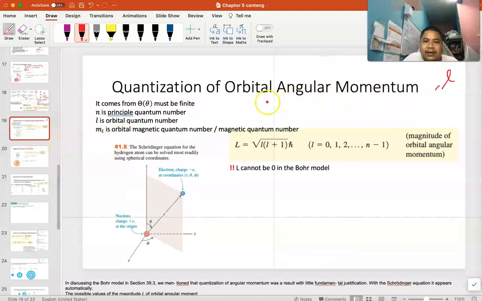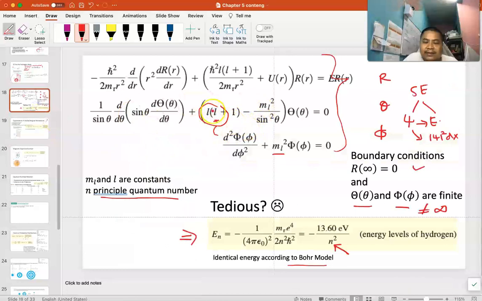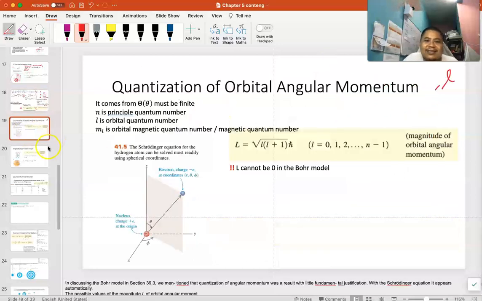Okay, so this L arises from the analysis of the mathematics here. It arises suddenly. That means L must occur. But what is L? After the mathematicians did their job, the physicists wonder what is this L. Okay, so what is this L? This L is called orbital angular momentum.